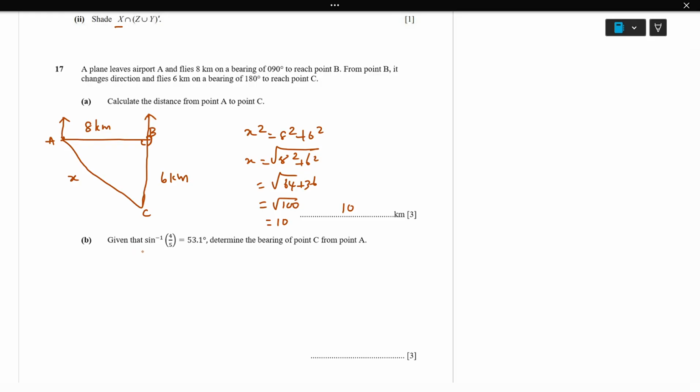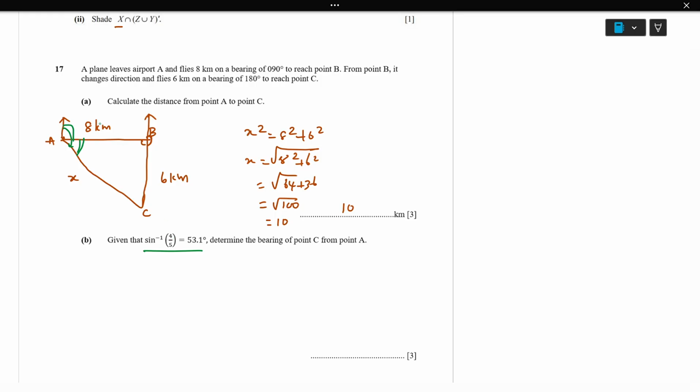Next, given that sine inverse 4 over 5 equals 53.1, determine the bearing of point C from the point A. From A, so C is here. From A, from the north pole, we need to calculate until here. We know this part is a right angle because already given 90 degrees. So we only need to calculate this one and add it to the 90 degrees. If it's a calculator paper, we can use the other ratio, tan ratio, but it's non-calculator, so we need to use what is given. So sine inverse 4 over 5.